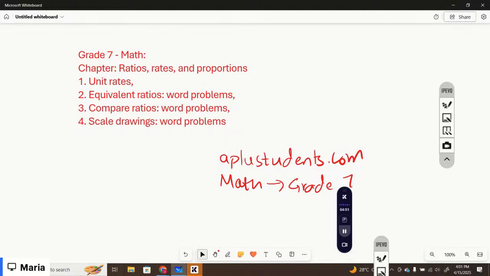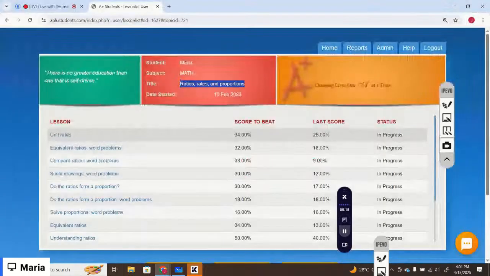We're going to start with the chapter ratios, rates, and proportions. The lessons we're going to cover today are unit rates, equivalent ratios word problems, compare ratios word problems, and scale drawings word problems. So please make sure you have your notebook and pencil so that you can note down examples and definitions.